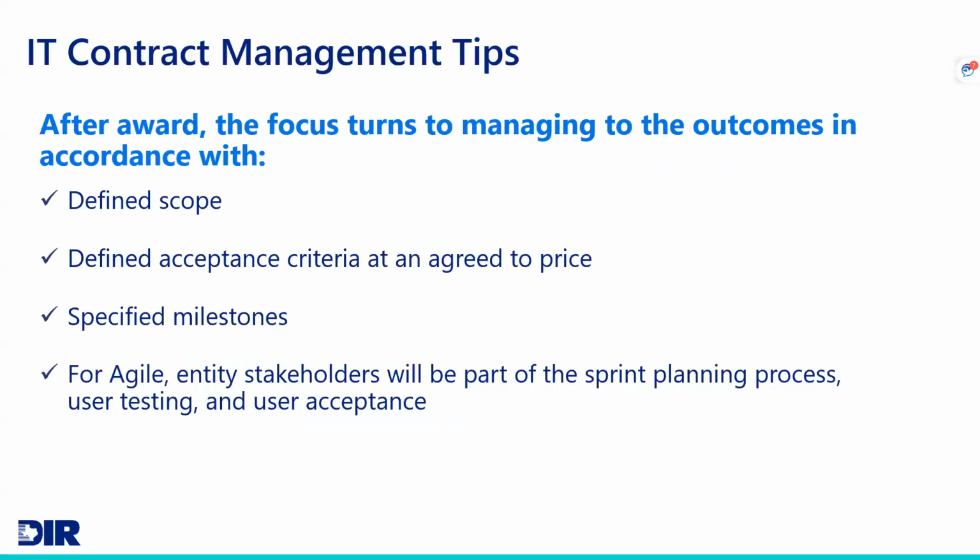So after that contract is awarded, the focus turns to managing that contract and things like the defined scope. We just talked about writing a scope a minute ago. Make sure that that scope is defined and everybody knows what you're trying to accomplish with this project. Is it the defined acceptance criteria, and is it at an agreed to price? Have all of those details been worked out? Are the specified milestones spelled out? Does everybody know where we need to be throughout the term of this contract?